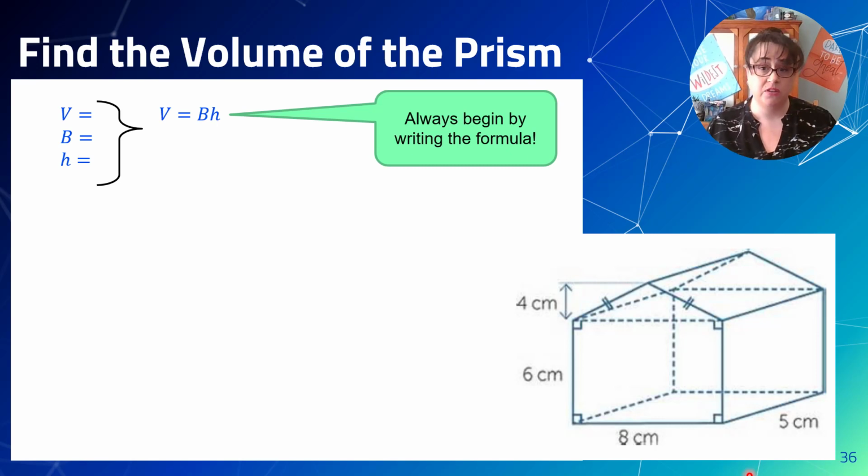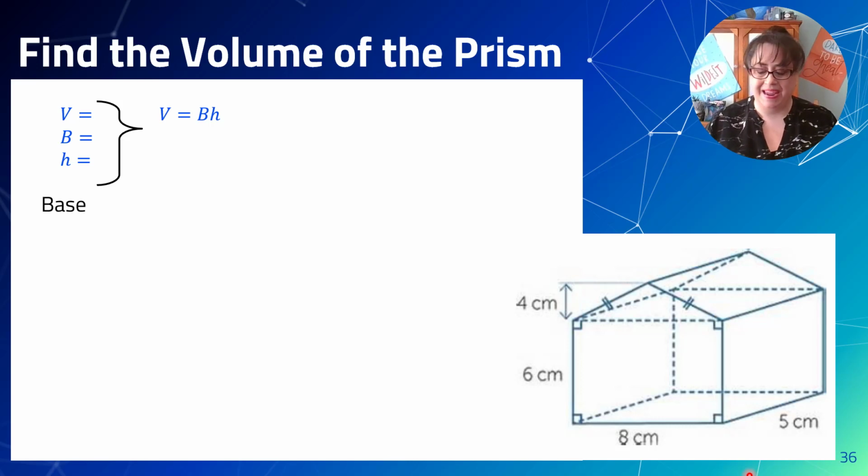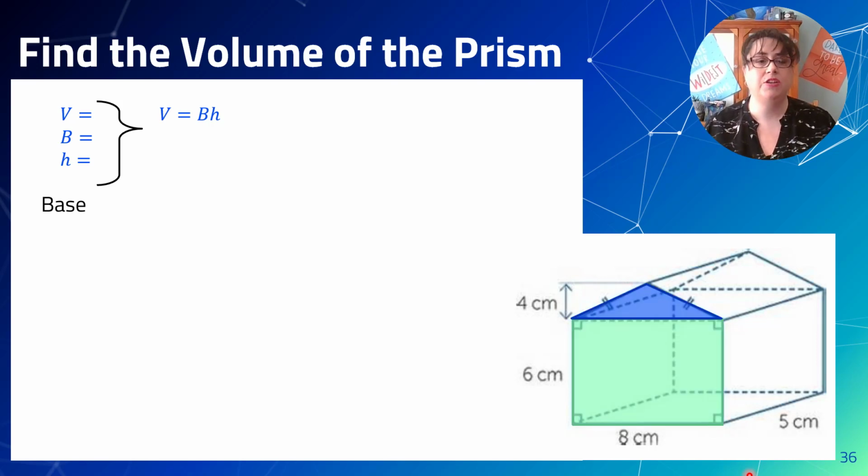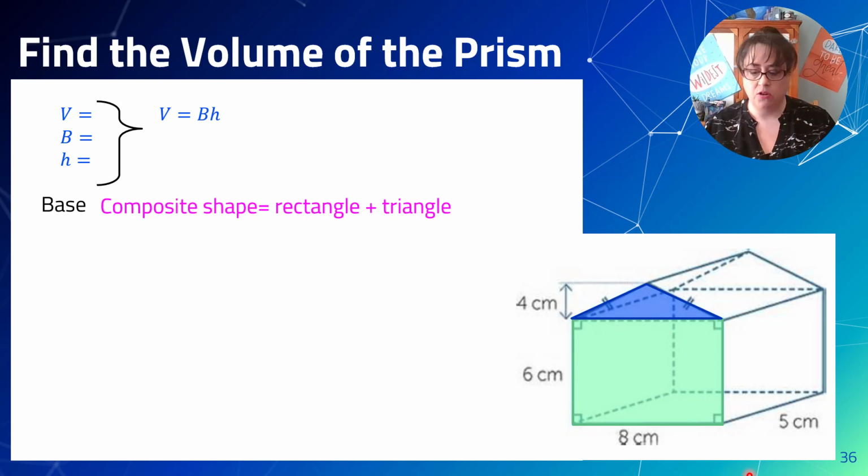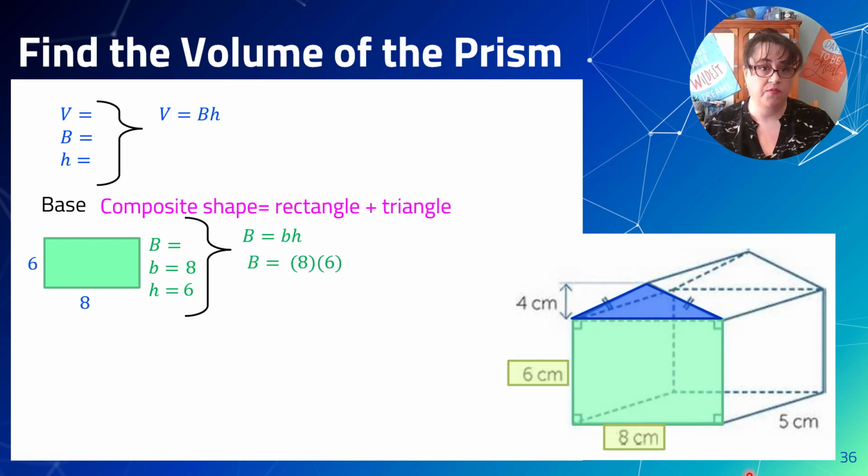It's just we're going to have to do a little bit more work for this than maybe we've been used to. So what is our base? Our base happens to be this house shape. We're going to do some extra work because it's a composite shape. It's the rectangle and the triangle. So the rectangle is that 6 by 8. We'll do that one real fast. So 6 by 8 would be 48.